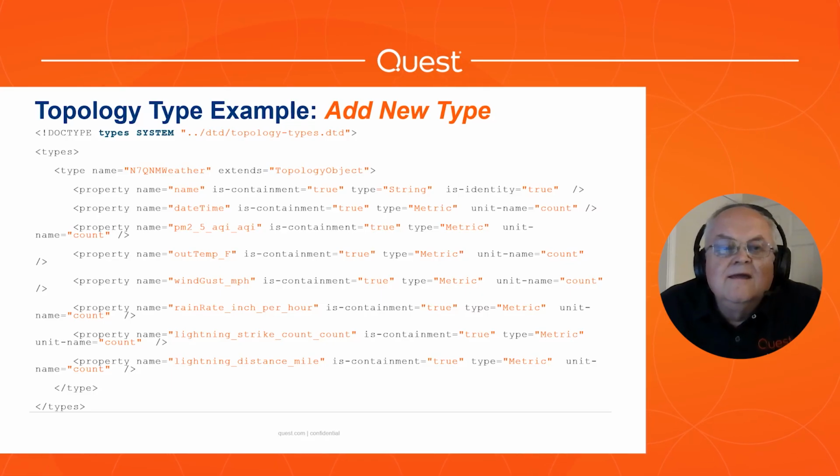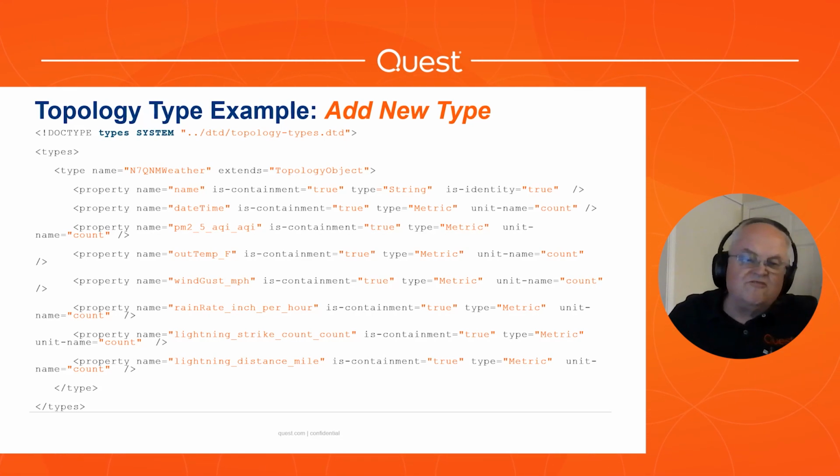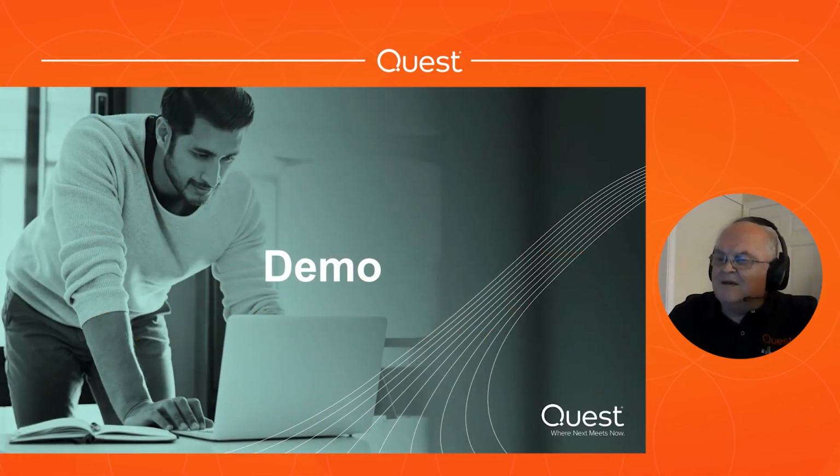So there I've got the name again, the date, time, and also my air quality index. I have that as a metric, and outside temperature, wind gust, rain, and so on. It's just another example of a metric. In this case, it's not associated with a host or anything already in Foglight, so I'm not extending an existing type. Okay, let's jump back to another demo here, and I'll show you how we actually add this stuff.